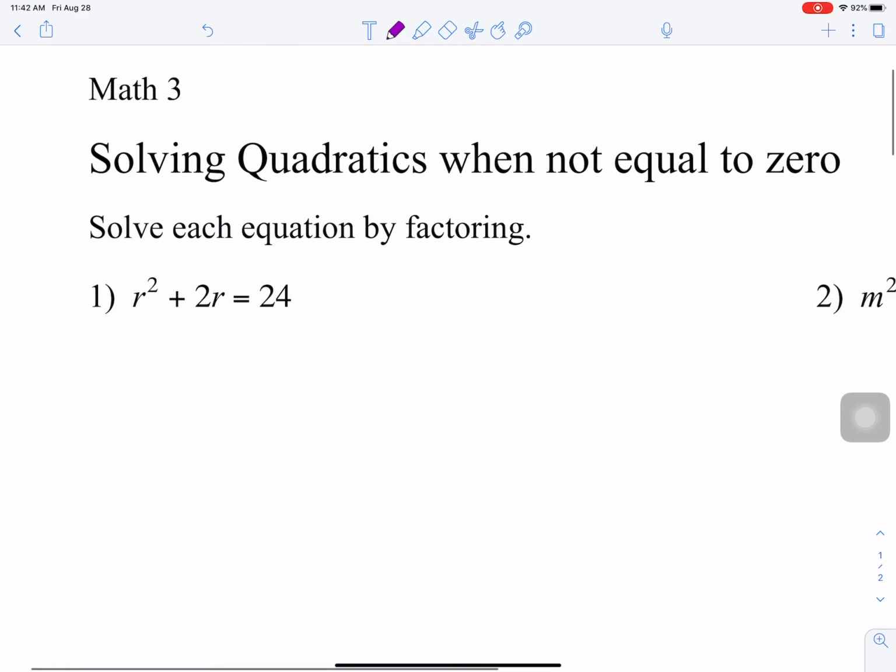Today we're going to be doing a video on solving quadratics when it's not equal to 0. In order for you to be able to solve any quadratic, it must be in the form of ax squared plus bx plus c equals 0, which means we need it to be equal to 0. So first thing we need to look at is this first equation right here, r squared plus 2r equals 24. We need to somehow get this 24 into a 0. And the way we're going to do that is by subtracting 24 from both sides.